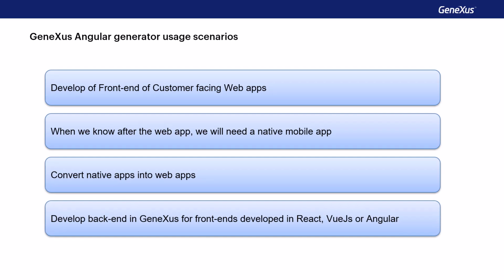Another case in which it's useful to use Angular as a generator is when we want to integrate applications coded manually in React, Vue.js, or Angular with services or applications developed in Genexus. In this way, if there's a team of developers specialized in the use of these frameworks, they can continue to build applications in their tool, but the entire backend can be developed in GeneXus and integrated to the front end.